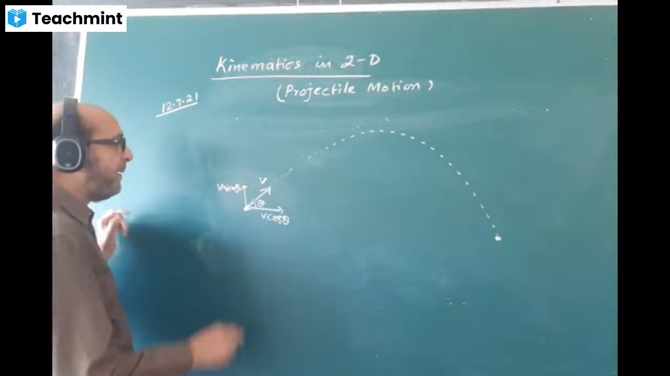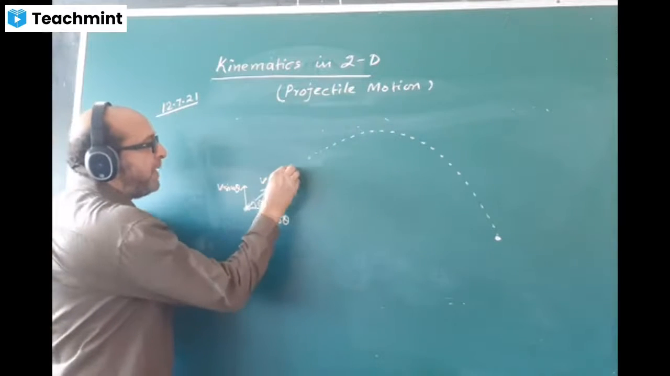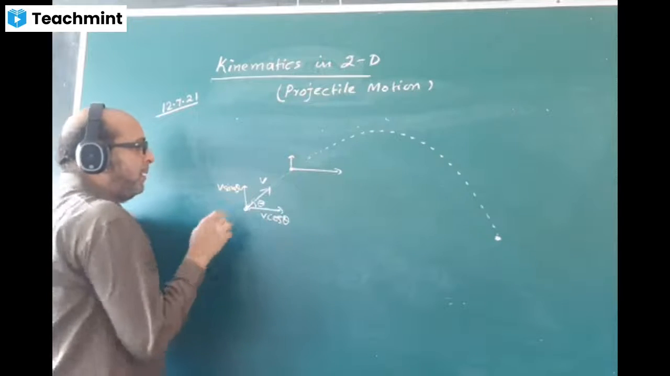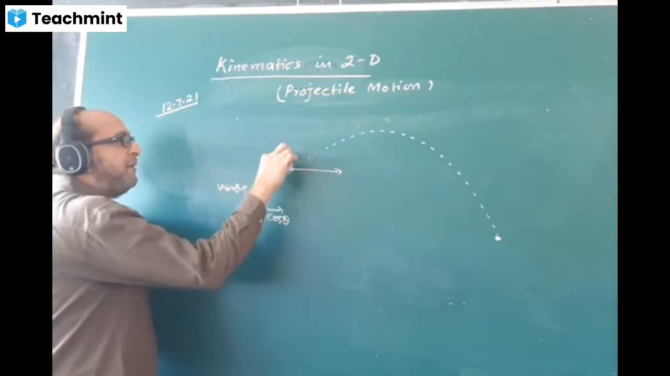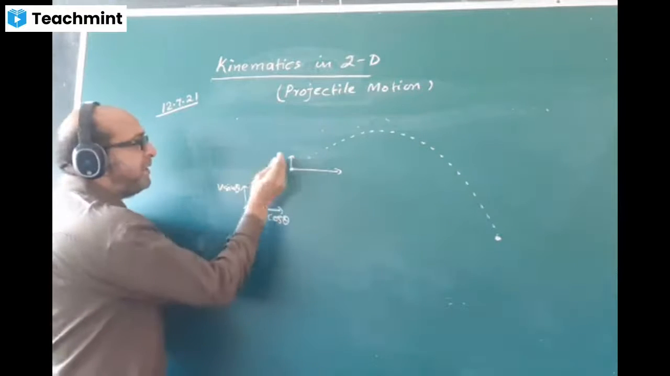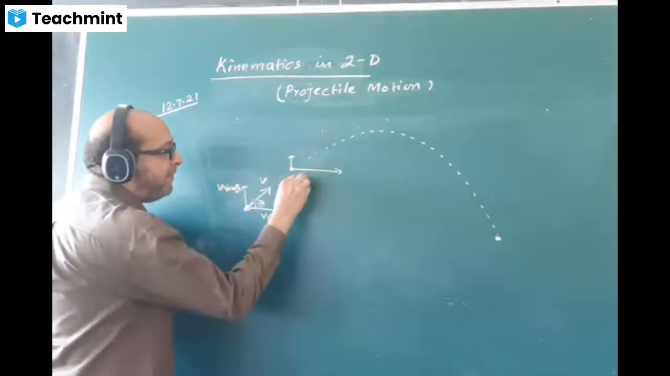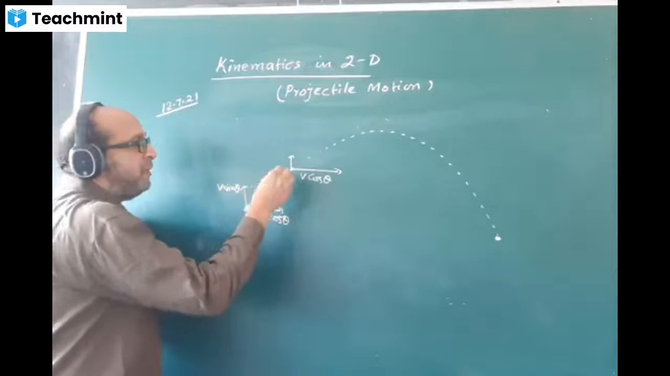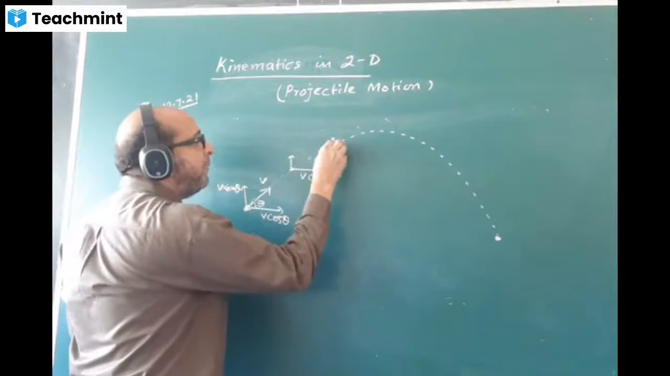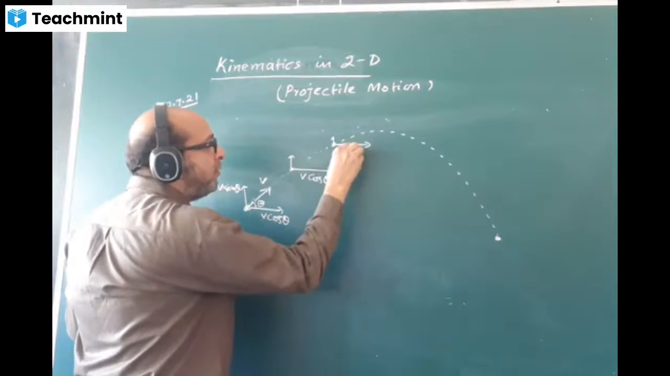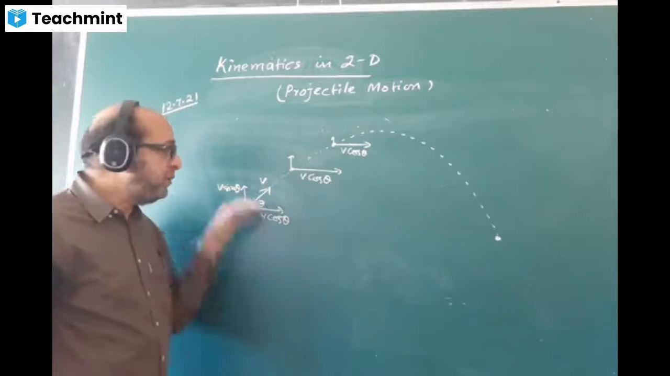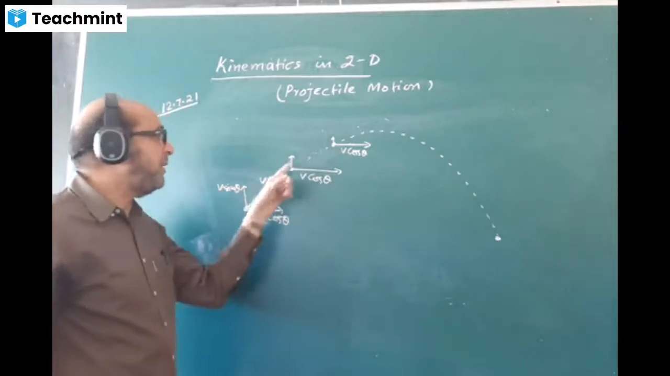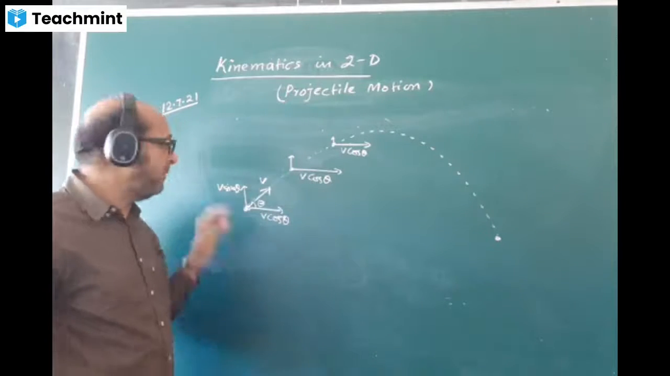Now I'll show you what is happening as the body goes. At this point, the vertical velocity keeps on decreasing. But the horizontal value will remain constant everywhere at all the points, v cos theta. Horizontal motion is uniform, without any change in velocity. But vertical motion is non-uniform and cannot be uniform. It keeps on decreasing like this.